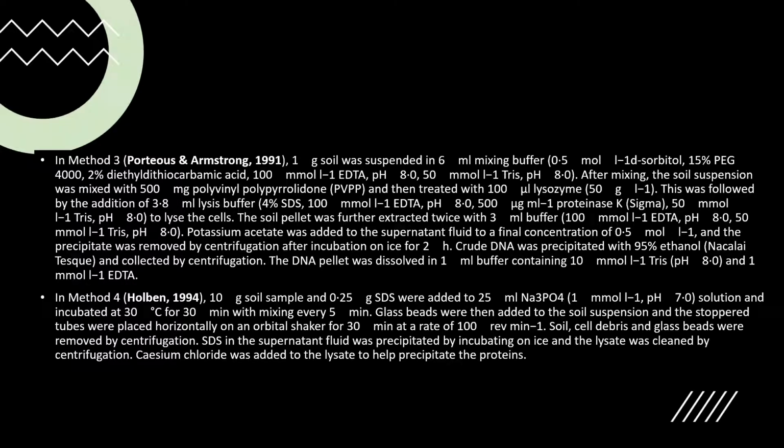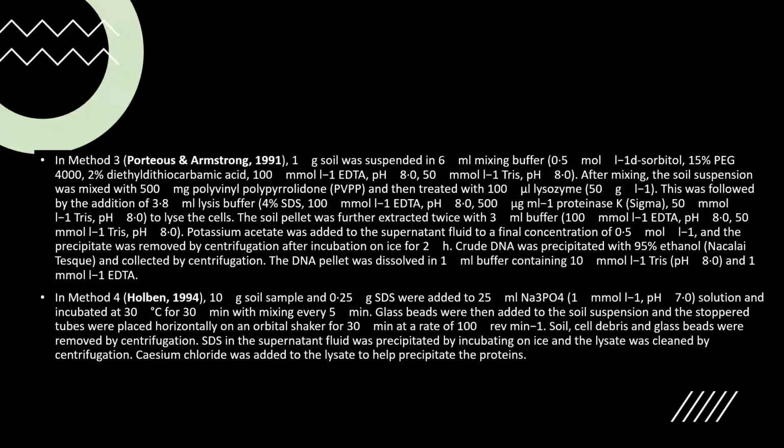In method 3, 1 gram soil was suspended in 6 milliliter mixing buffer. After mixing, the soil suspension was mixed with 500 mg polyvinylpolypyrrolidone and then treated with 100 ml lysozyme. This was followed by the addition of 3.8 milliliter lysis buffer. To lyse the cells, the soil pellet was further extracted twice with 3 milliliter buffer.